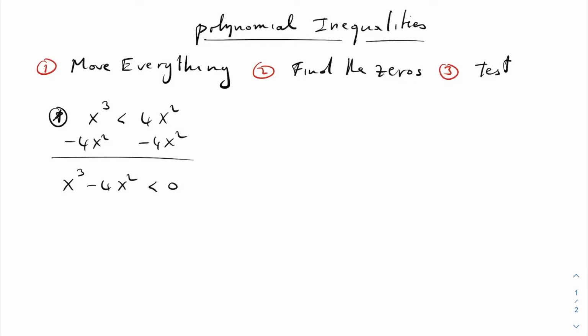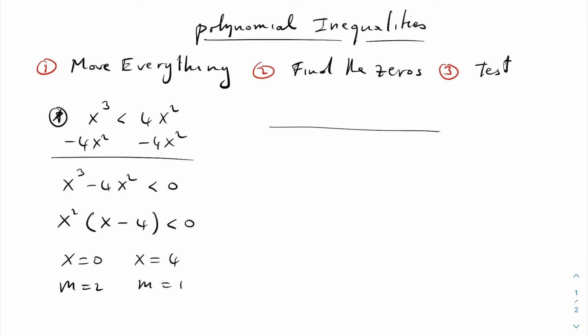Then I'm going to move to step 2, which is to figure out what the zeros are. So since this particular polynomial happens to have x squared as a common factor, I can go ahead and pull that out. So I'm going to have x squared here, and in parentheses, I'm going to have x minus 4 less than 0. Next, I'm going to go ahead and set them equal to 0. So from the first factor, x squared here, x should be equal to 0 with multiplicity 2. And from x minus 4 here, x should be equal to 4 with multiplicity 1.